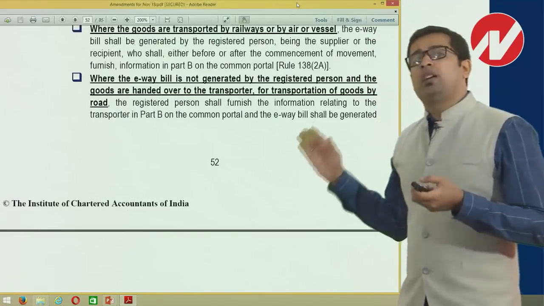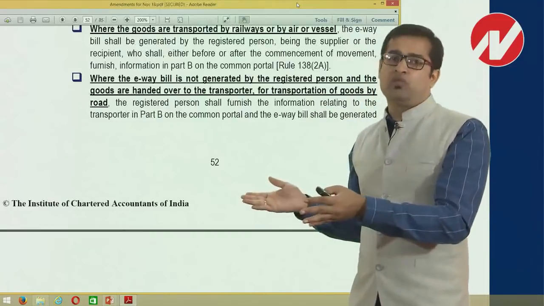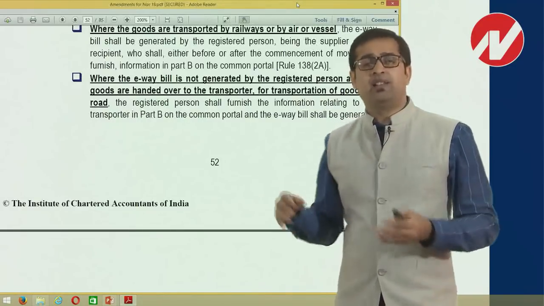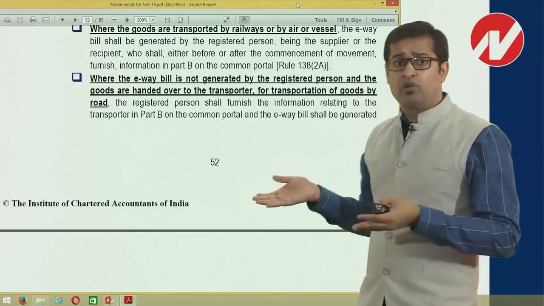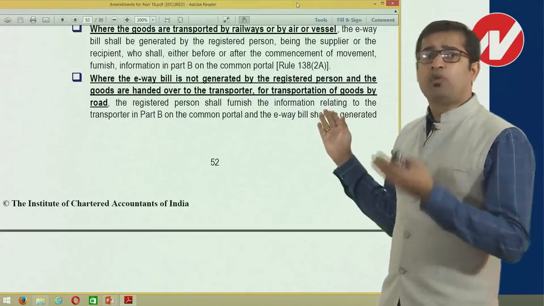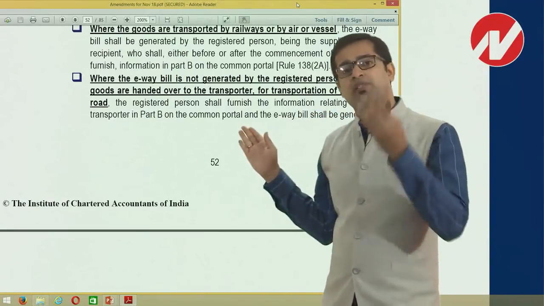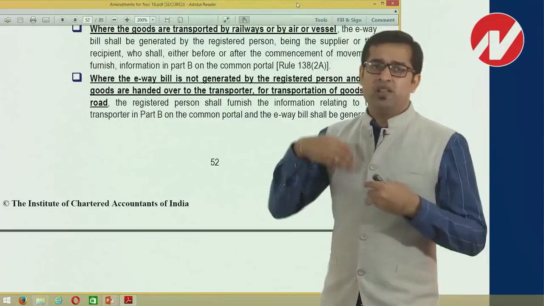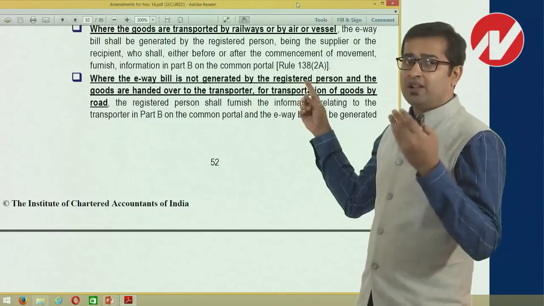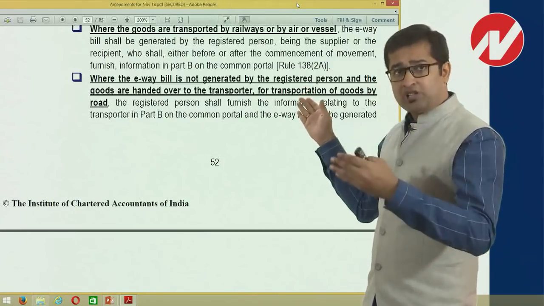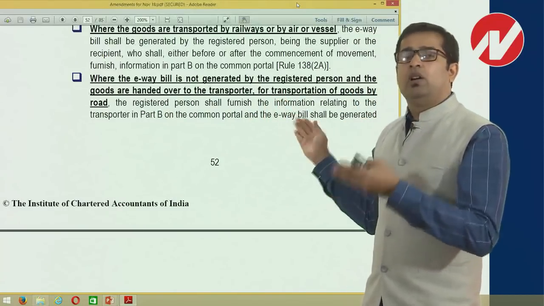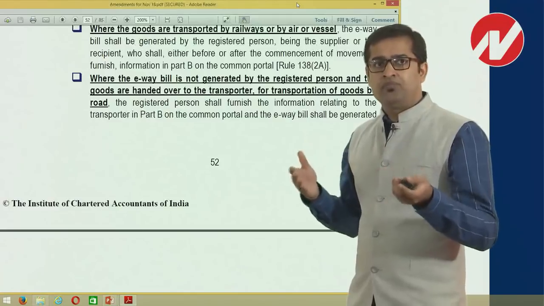As compared to that, अगर मान लो कि मैं ये सारे गुड्स हैंड ओवर कर देता हूं किसी ट्रांसपोर्टर को और मैं उसे बोलता हूं कि भाई आप गुड्स एक जगह से दूसरी जगह ले जाओ, माने कोई जीटीए को दे देता हूं या कोई कुरियर कंपनी को दे देता हूं, they are my transporters and they are going to move it from one place to another place, then in that case obviously all the details in Part B are required to be furnished by such transporter rather than me furnishing all these details. So it says where the e-way bill is not generated by the registered person and the goods are handed over to a transporter for transportation of goods by road, then obviously saari details wo transporter hi bharne wala hai, mujhe kuch bharne ki zarurat nahi hai.